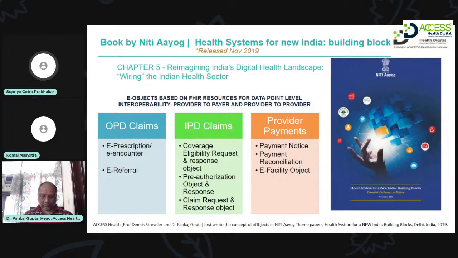This is also when the concept of e-objects was introduced in the book called Health Systems for New India, which was released by Niti Aayog in 2019. Chapter 5 was written by Dr. Pankaj Gupta and Professor Dennis Traveler, describing the concept of e-objects that can be used to solve the problem of interoperability. The e-objects were later detailed out by Access Health, and we can take a look at what the e-objects are and how they can really help in the entire process of interoperability and in health claims processing.